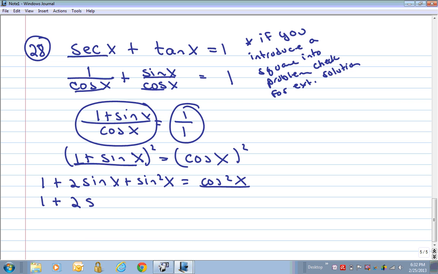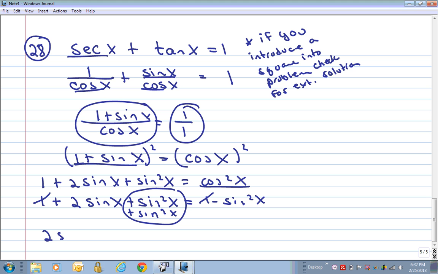All right, so 2 sine x plus sine squared x. And I'm going to change this to equals cosine squared x is 1 minus sine squared x. I'm going to move everything to the left and set it equal to 0. So if I move the 1 over, it's going to be minus 1. That's just going to cancel. If I move the negative sine squared x over, it's going to be positive sine squared x. So plus sine squared x. All right, so at this side, I'm going to put that first since that's my higher degree. I have 2 of those. So I have 2 sine squared x plus 2 sine x equals 0.